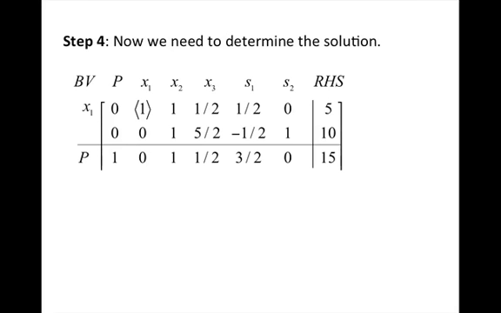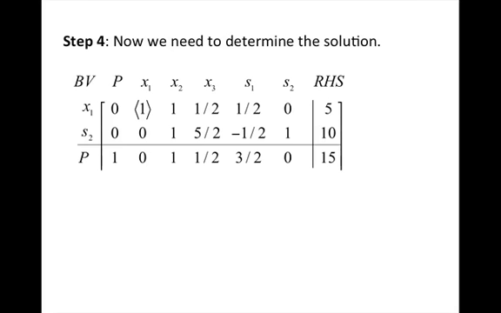Then look for another identity column, and that's under s sub 2. So s sub 2 is going to be a basic variable. Since the 1 is in row 2, s sub 2 is going to be row 2's basic variable. Now look at your final row. It contains no negative elements, so this is my final table.